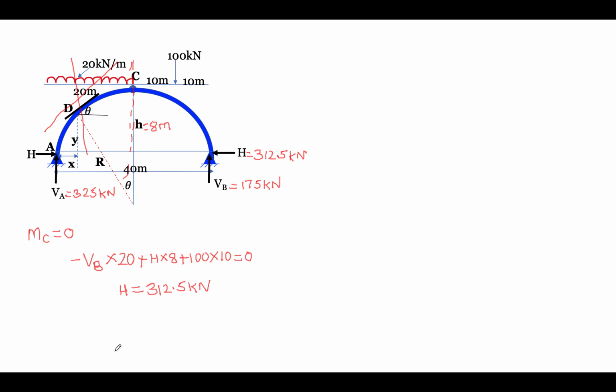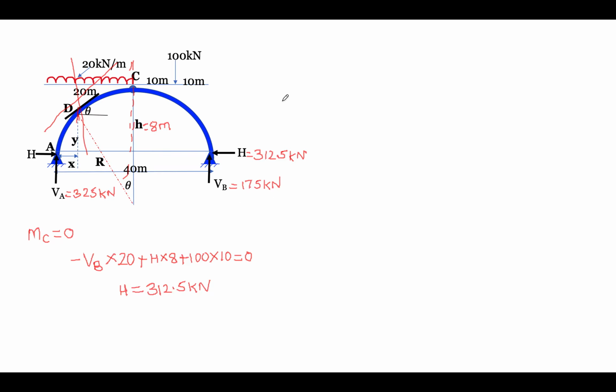Now, the question is to calculate normal thrust and shear at a section 10 meter from the left support. So we have to calculate normal thrust and shear at this point, 10 meter from the left side. That's what our question is.